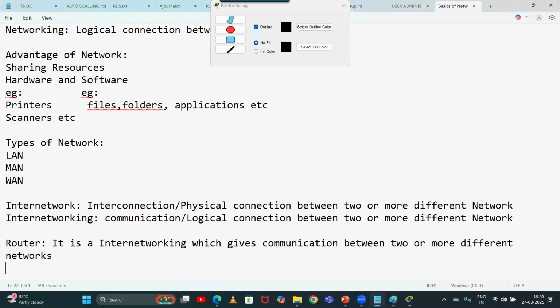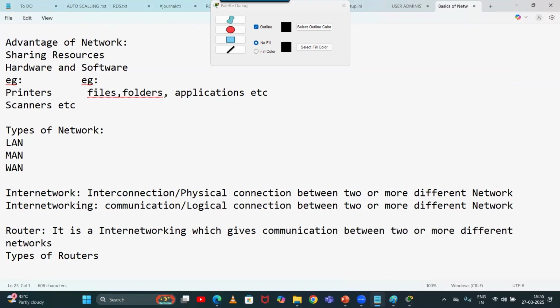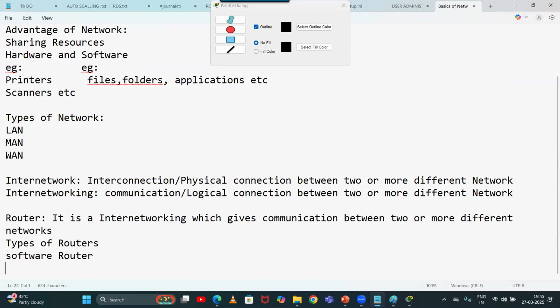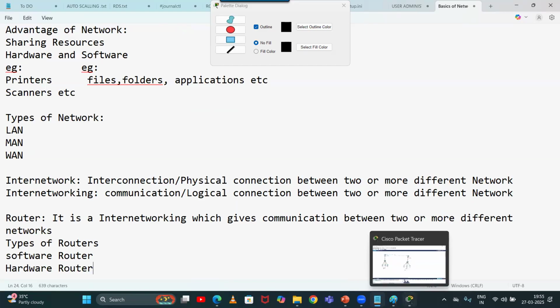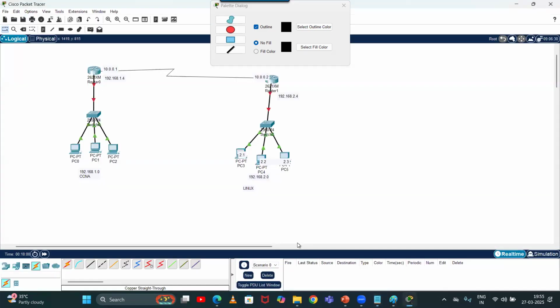Okay, so we have two types of routers: software router and hardware router. A software router is nothing but a PC.